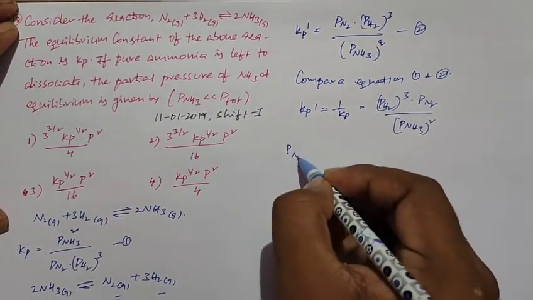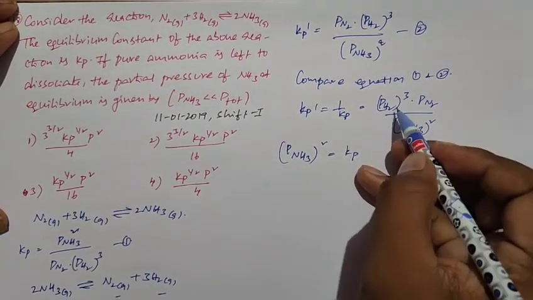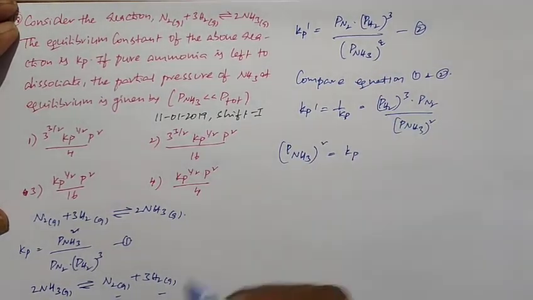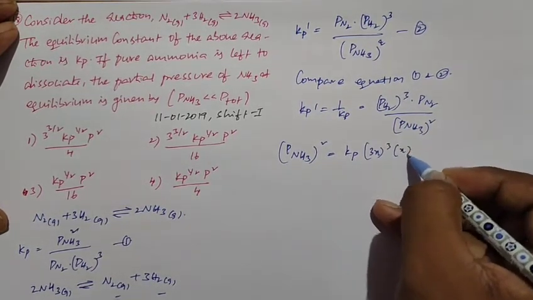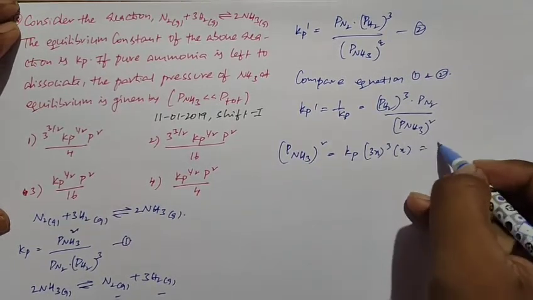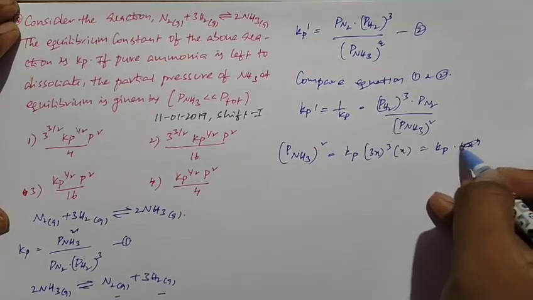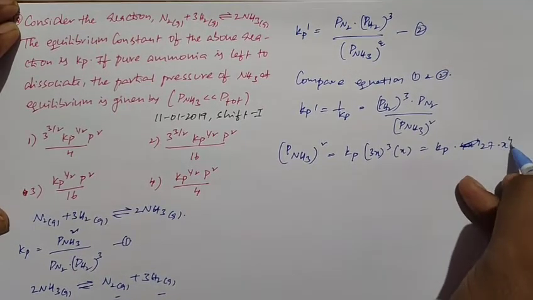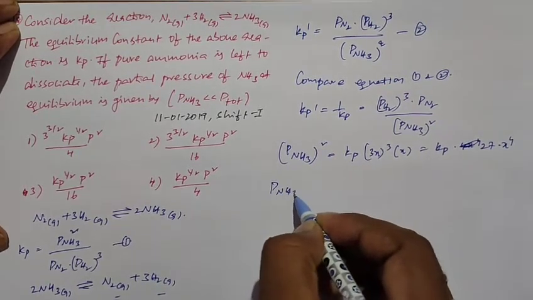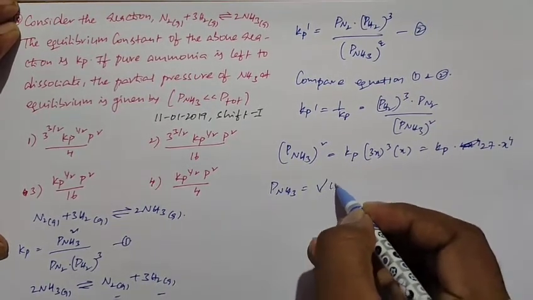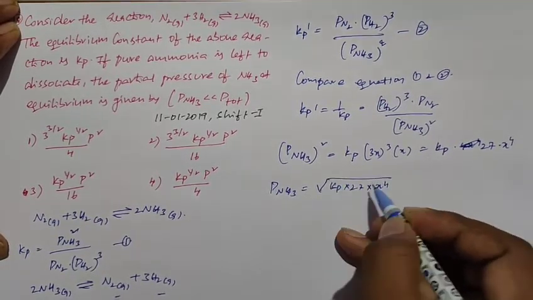Take this to the other side: PNH3 whole square is equal to Kp into, here PH2 is 3x, so 3x whole cube, and PN2 is given as x. After simplification we get Kp into 27 into x power 4. Now take the square root to the other side. So PNH3 is equal to square root of Kp into 27 into x power 4.